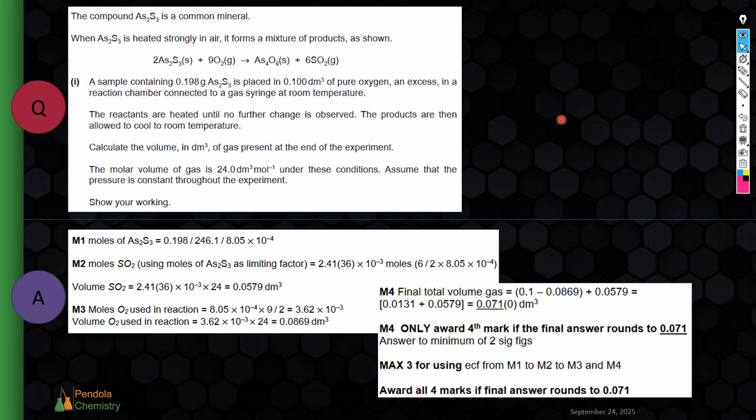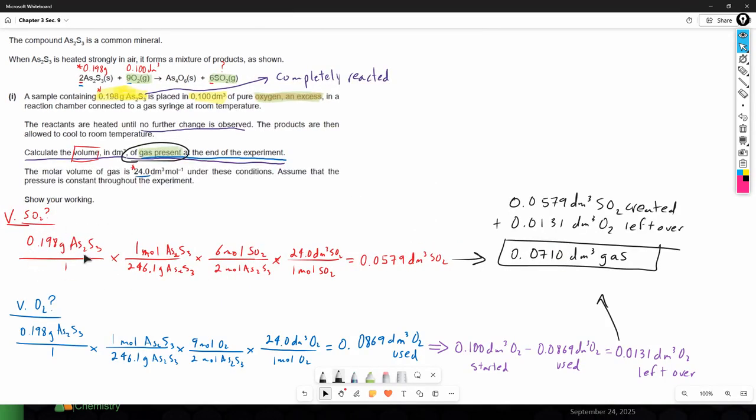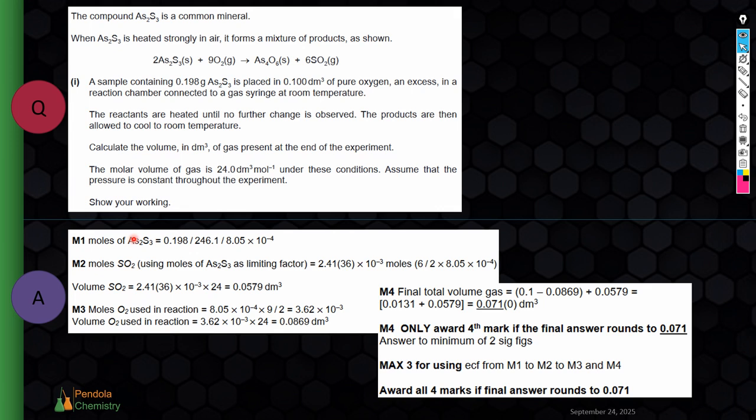So this is a mark scheme. And you can see how this is a very chunky question. This is a 4-point question because it does cover a lot of steps. So we get 1 point for figuring out the moles of As2S3, which we do by grabbing those grams and dividing by 246.1 in order to get our moles. Now, you don't actually need to show the answer. We show that in this step right here, 0.198 divided by 246.1. We're just not showing it as a separate step.